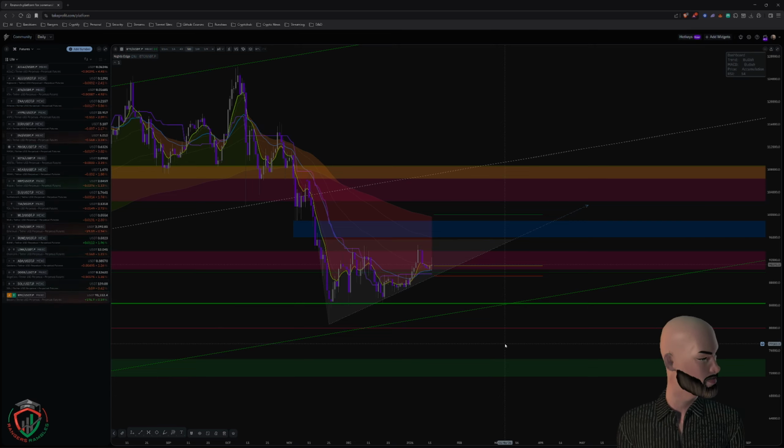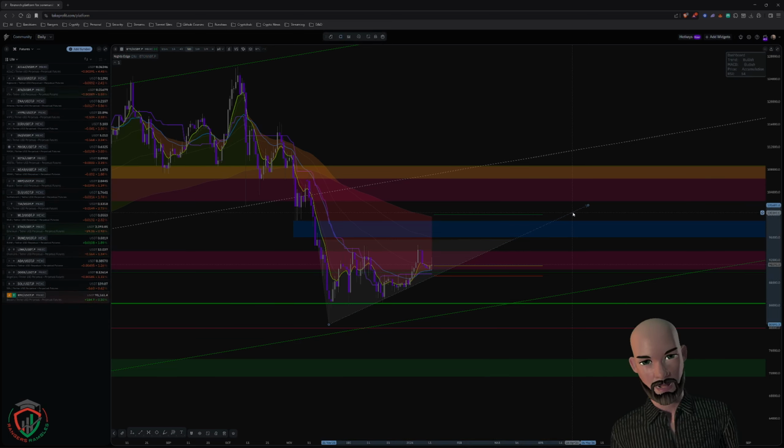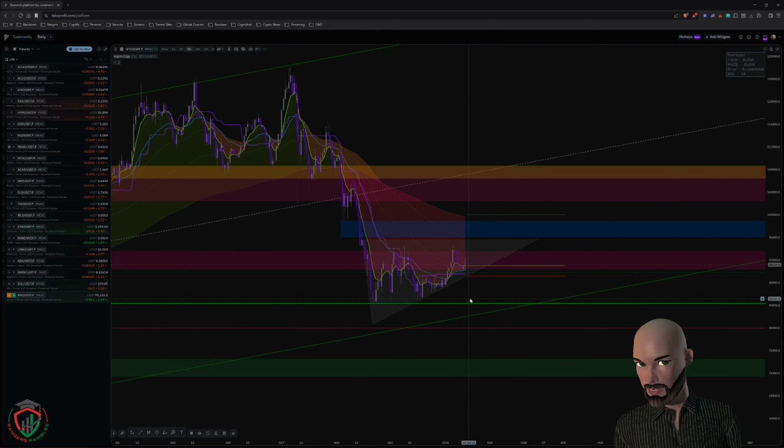Okay, now generally what we want to do with these ascending wedges is we want to break to the upside. Okay, we do want to break to the upside. Let's get rid of this. Okay, on occasion though you can break to the downside.